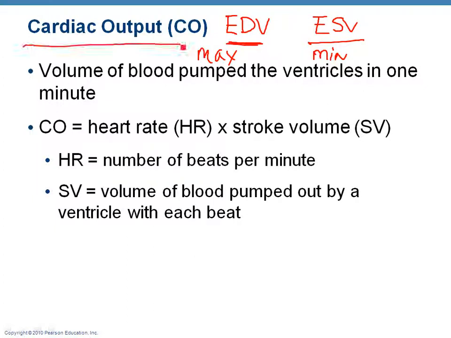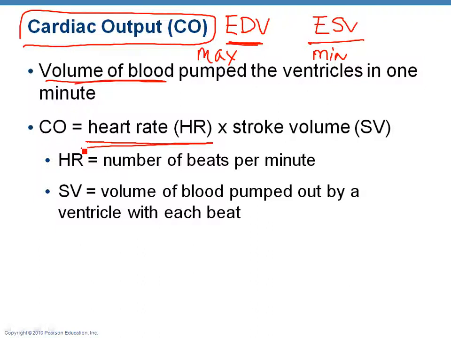Okay, so what is cardiac output? Cardiac output is a numerical value. It is a measurement of the volume of blood that is actually pumped out of your ventricles every minute. Okay, this is kind of an important number. And how do we calculate it? There's a way to calculate this. It's your heart rate, your number of beats per minute, or HR, times your stroke volume. What is your stroke volume? All a stroke volume is, is that volume of blood that is pumped out of your ventricles with each heartbeat.